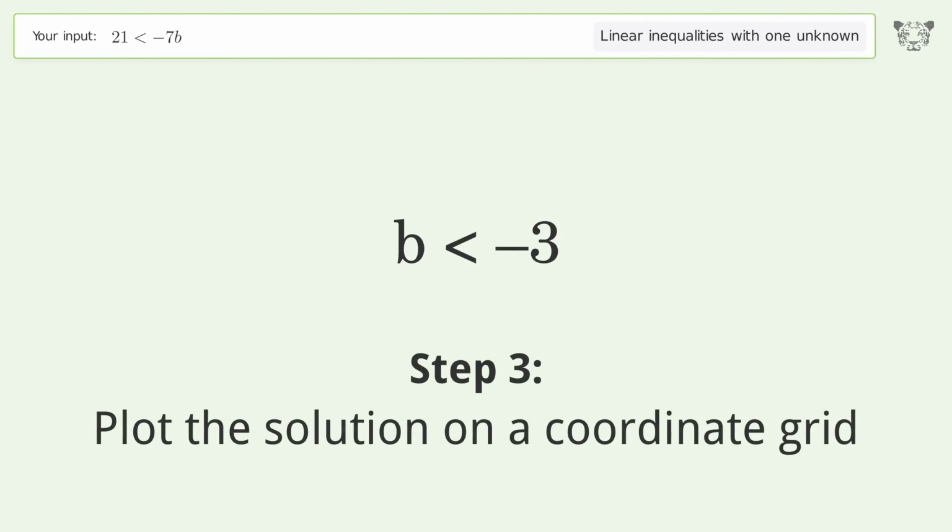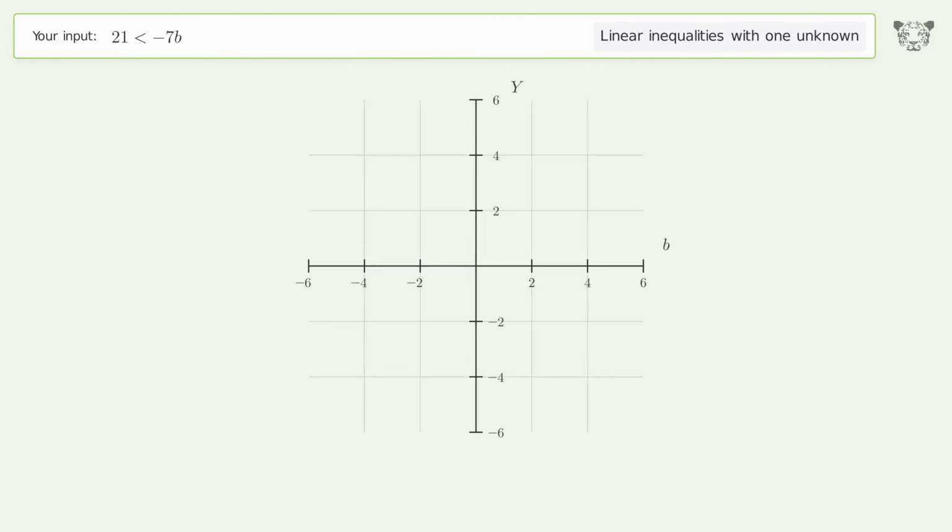Plot the solution on a coordinate grid. And so the final result is b smaller than -3.